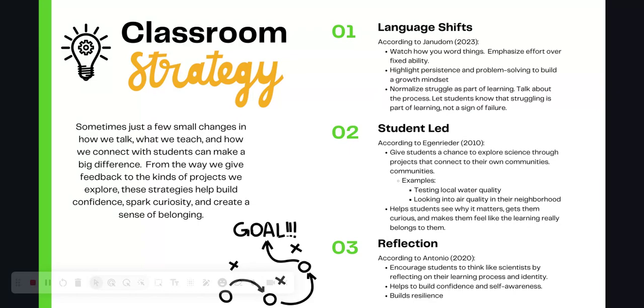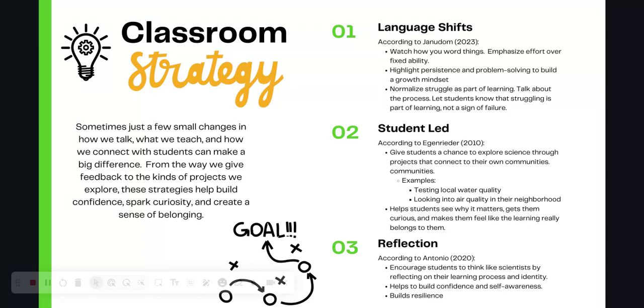Strategy number 1, language shifts. Watch how you word things. Swap praise like, "You're so smart," for things like, "You worked really hard on this," to emphasize effort over fixed ability. Highlight persistence and problem solving to build a growth mindset. This can be especially impactful for English language learners, and normalizing that struggle is a part of learning. Talk about the process. Let students know that struggling is a part of learning. It's not a sign of failure.